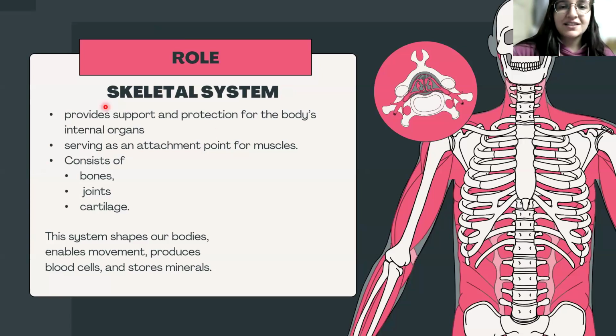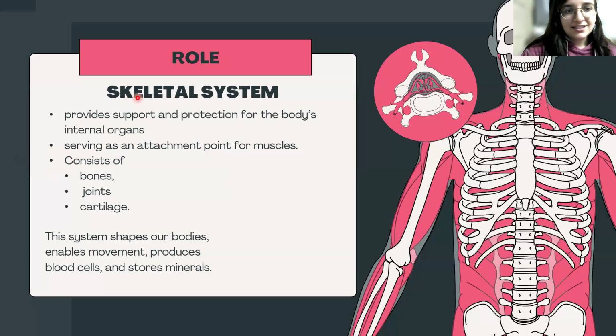So the role of the skeletal system is very easy to guess. It is to provide support and protection for the body's internal organs. Okay, and it serves as an attachment point for muscles. So you have muscles, but what are those muscles attached to? It is your bones. At the end of the day, it is your skeletal system that's also supporting your muscular system. The muscles are attached to your skeleton.